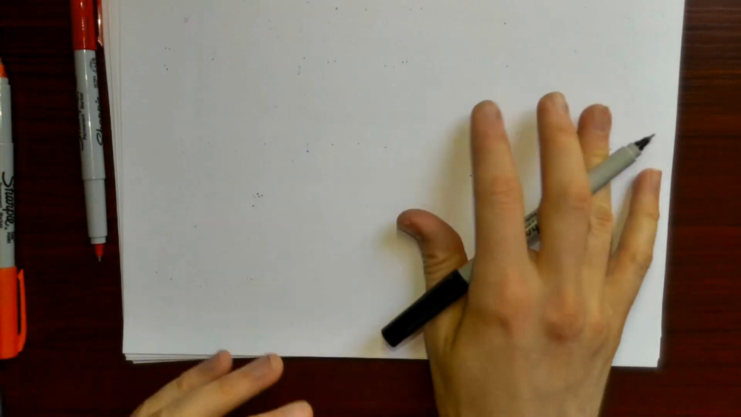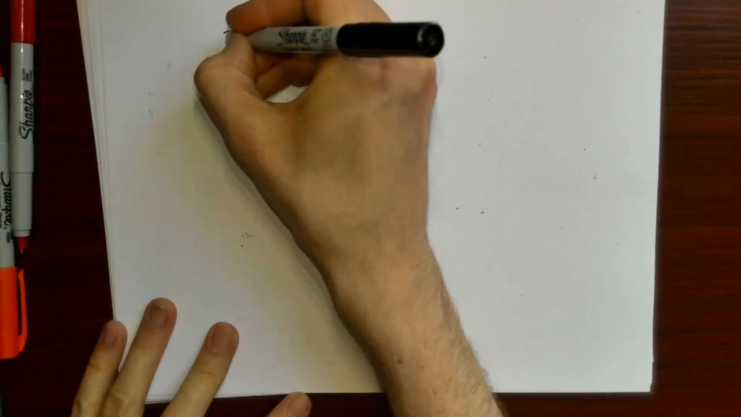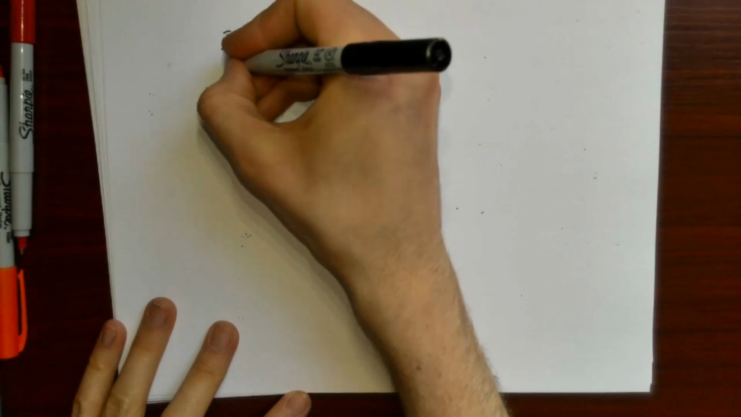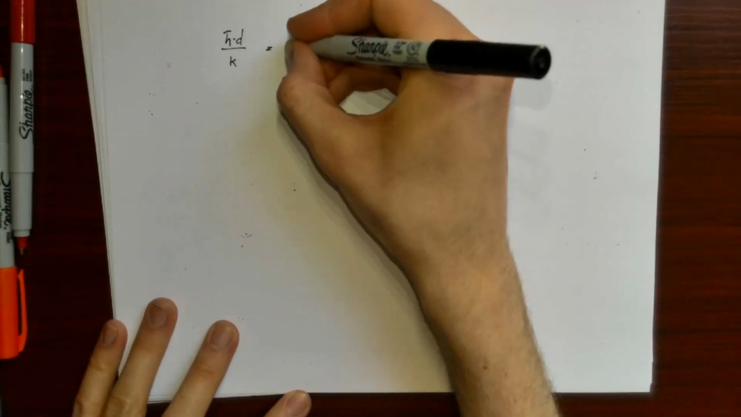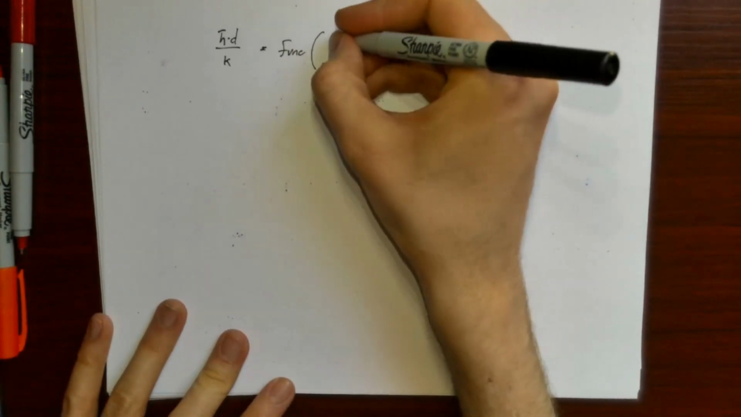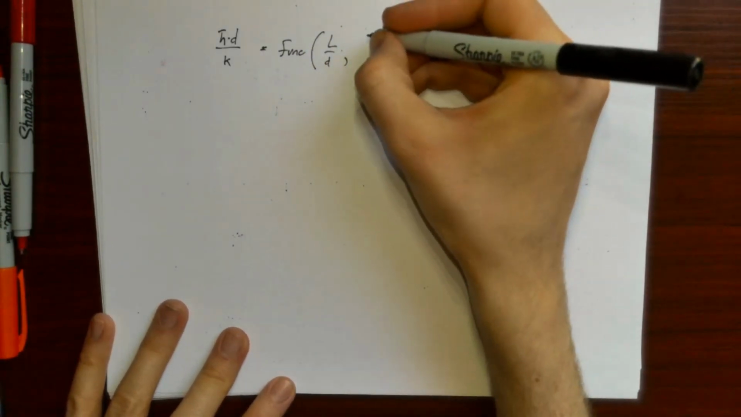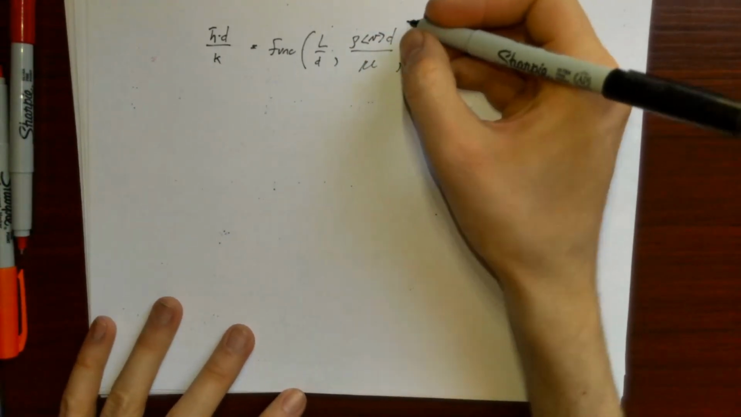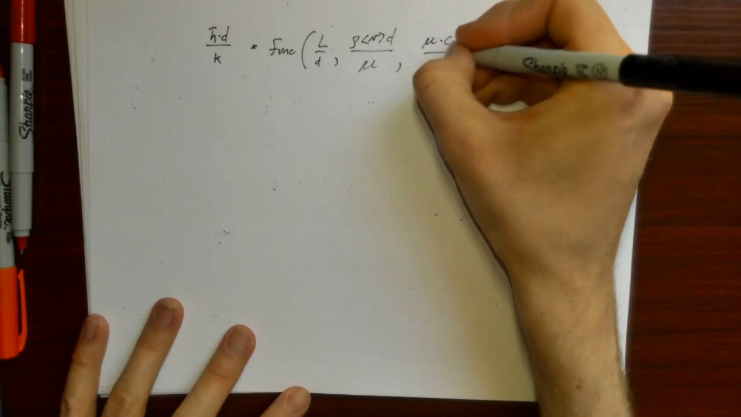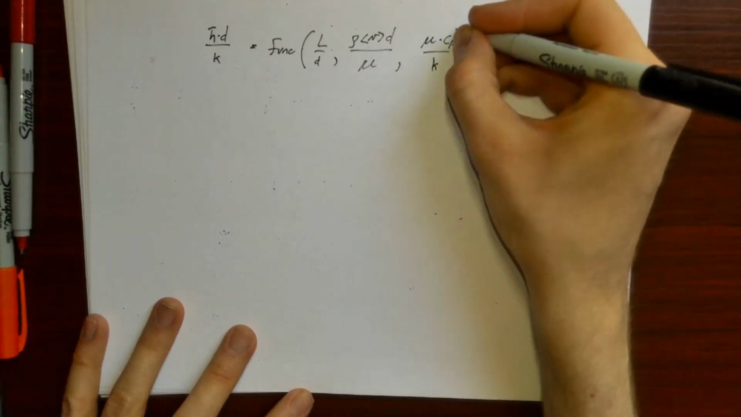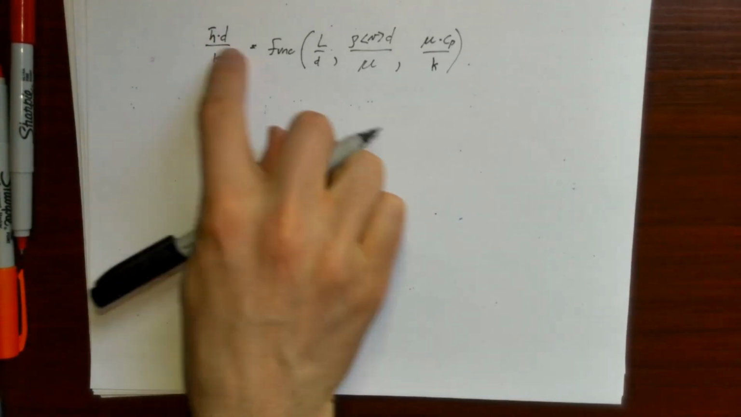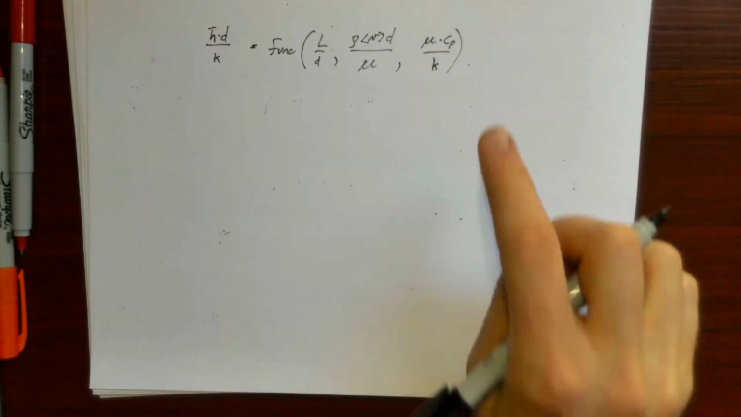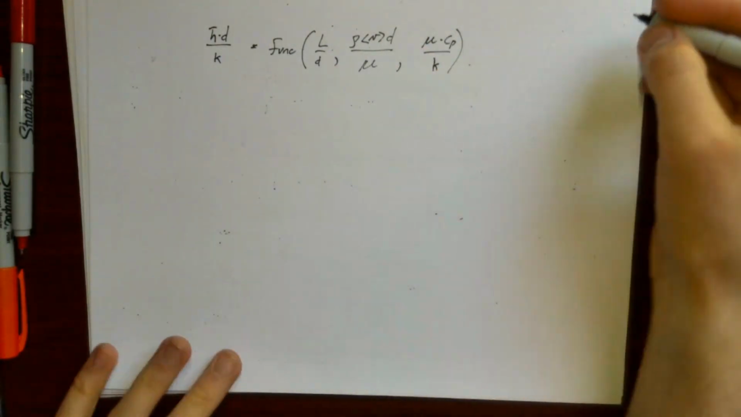So let me write that out a little bit more in its final form. So h bar times d over k is equal to a function of L over d, rho v d over mu, and mu cp over k. So what are all of these terms here? Well, some of these terms have special names, right?